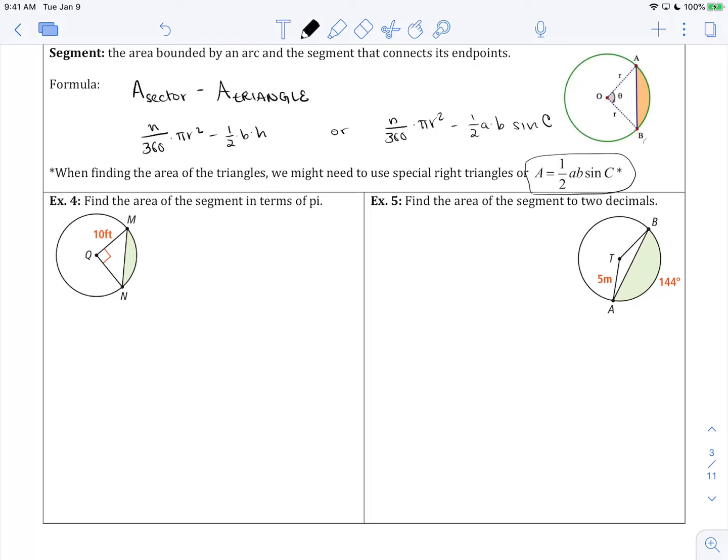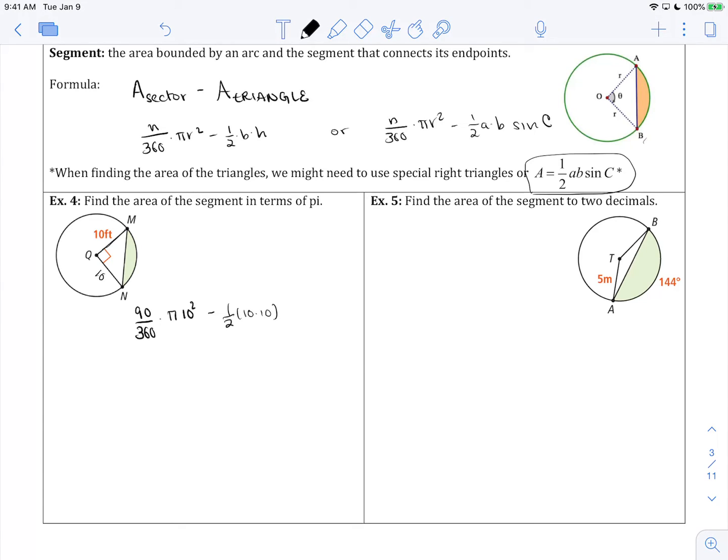Okay? All right, so let's try that. Try this equation to find the area of the segments in terms of pi. So here, find the area. Well, we know this is a 90-degree angle, right? So that's our fraction. So 90 over 360 times pi times 10 squared. That's going to get me the area of the sector. And I'm going to subtract the area of the triangle. Well, if this is 10, we know this is also 10, right? So we have a right triangle there. So I'm just going to say minus 1/2 times 10 times 10.